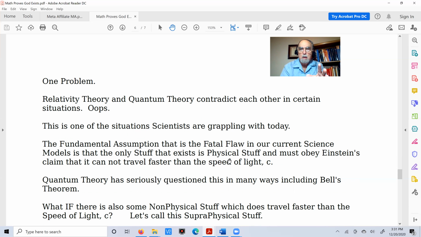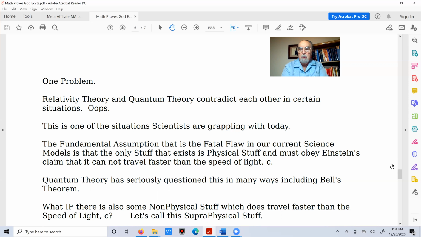Einstein recognized that anything that's physical cannot travel at the speed of light. It's always going to be slower than the speed of light, because as it travels faster and faster, its mass gets greater and greater, and it would become infinite at the speed of light. So it can't go to the faster speed. So he assumed that nothing except physical stuff existed, and that could not travel faster than the speed of light.